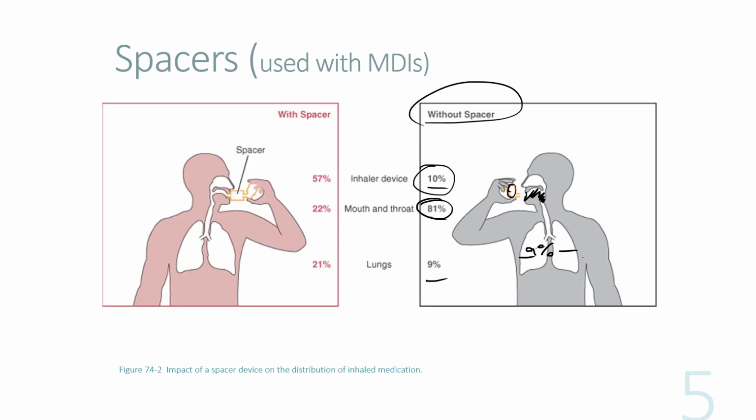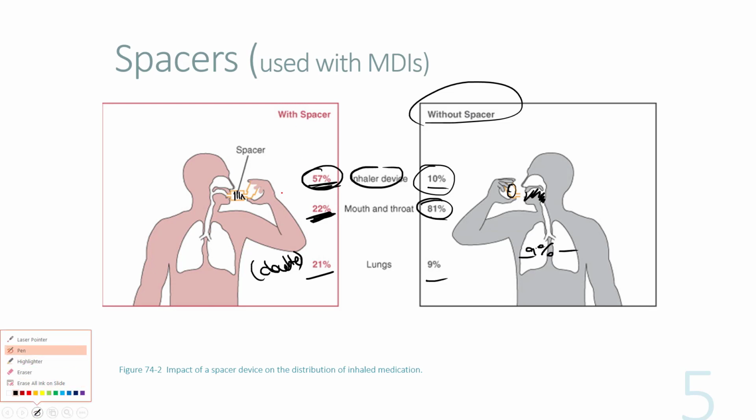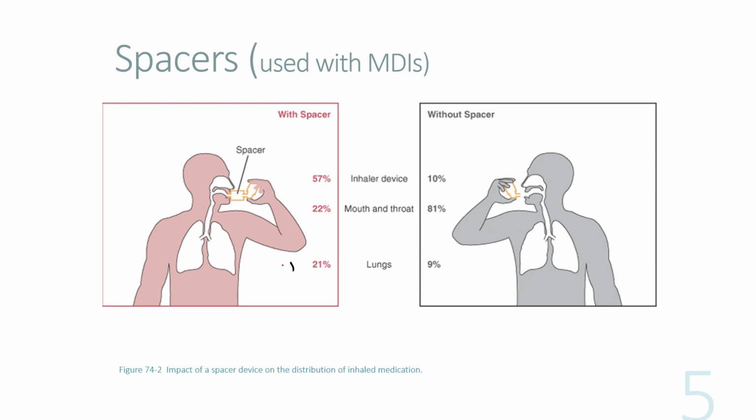With the use of a spacer, less basically ends in the mouth and throat, and about double the amount ends up in the lungs. And again, because the spacer contains this aero chamber, a larger amount of drugs is actually contained within the inhaler device. But the important thing with the use of the spacer is that, number one, you've got more drugs actually reaching the target site, and you've got less drugs actually staying in the mouth and throat, right? And this is especially important when we're looking at glucocorticoids.